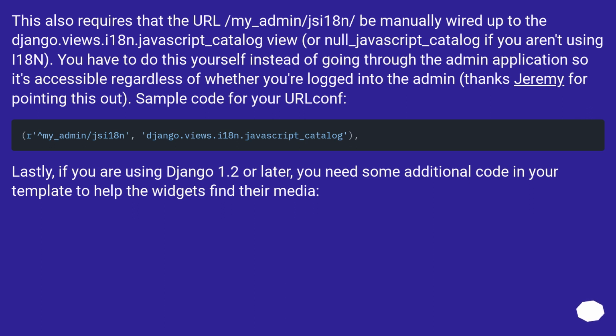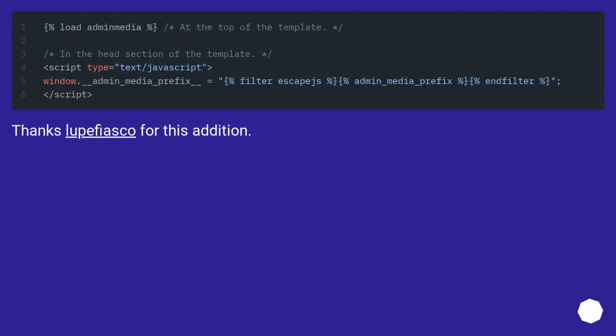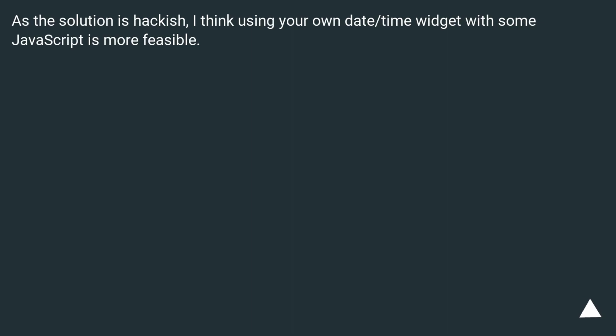Lastly, if you are using Django 1.2 or later, you need some additional code in your template to help the widgets find their media. Thanks Lute Fiasco for this addition. As the solution is hackish, I think using your own date/time widget with some JavaScript is more feasible.